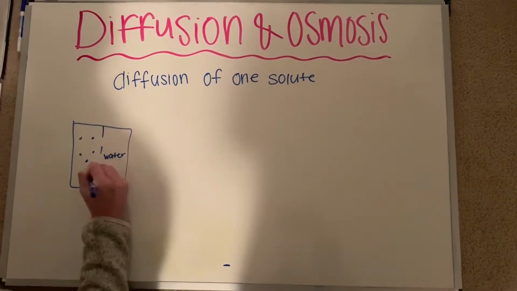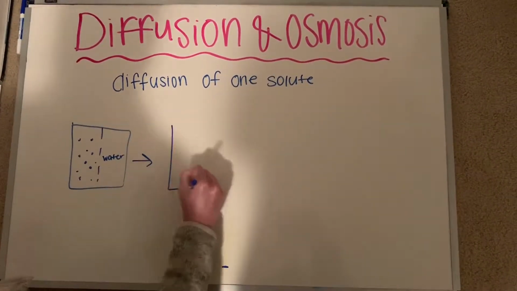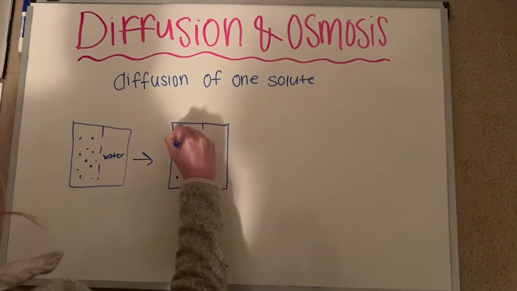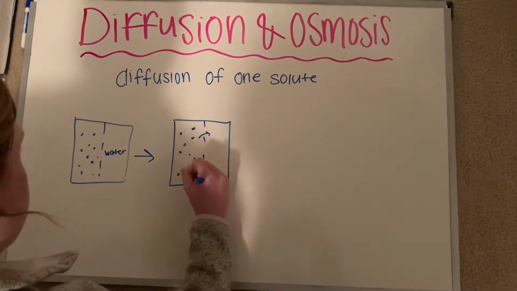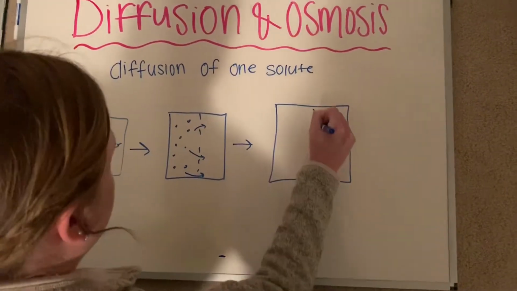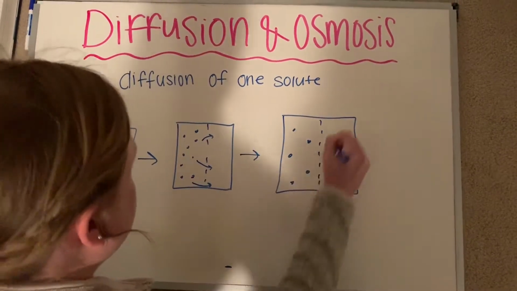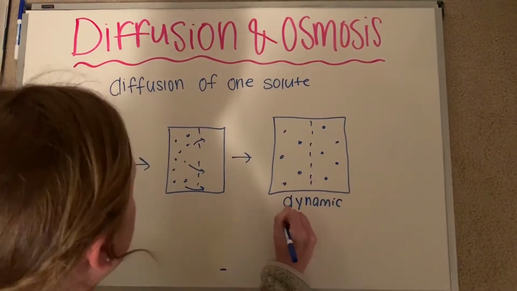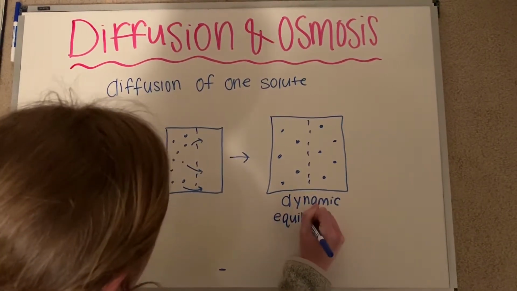The molecules will cross over the membrane from a higher concentration to a lower concentration, which is called diffusing down a concentration gradient. The concentration of the solute molecules will eventually reach equilibrium. Once equilibrium is reached, the molecules will continue to cross over the membrane but at equal rates in both directions.